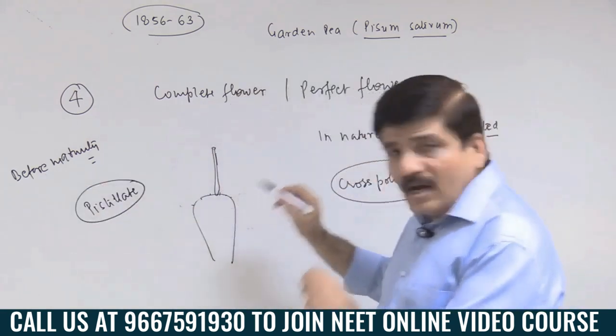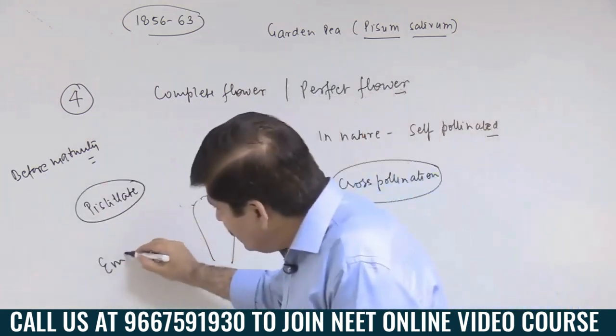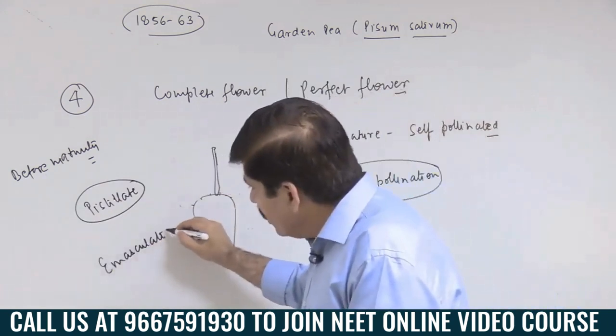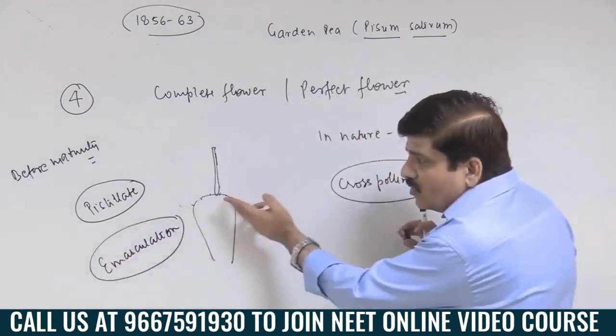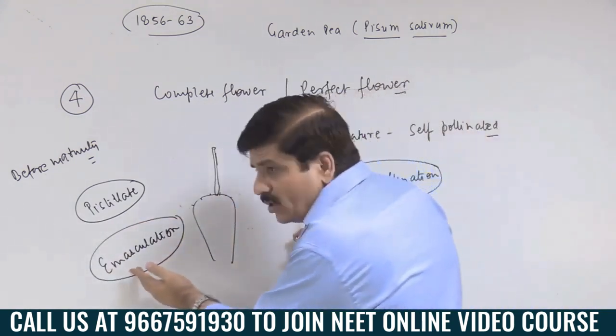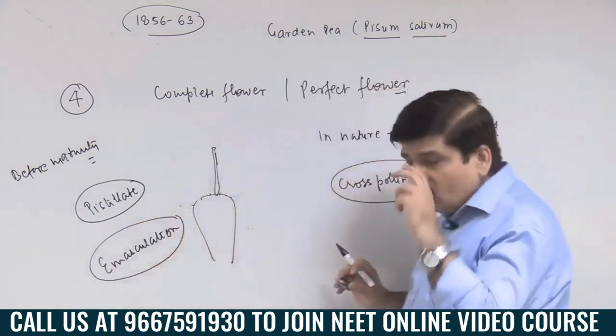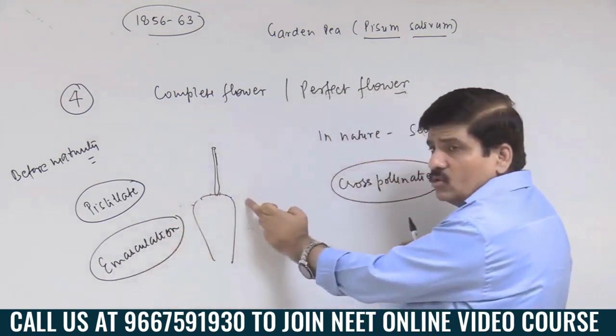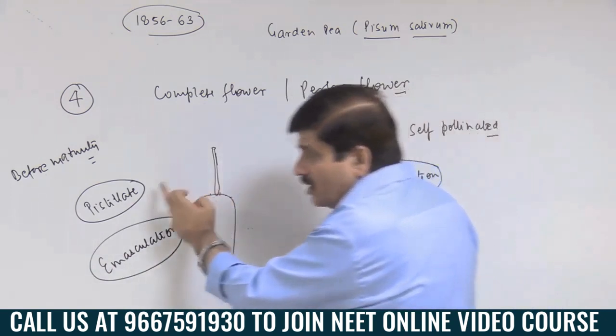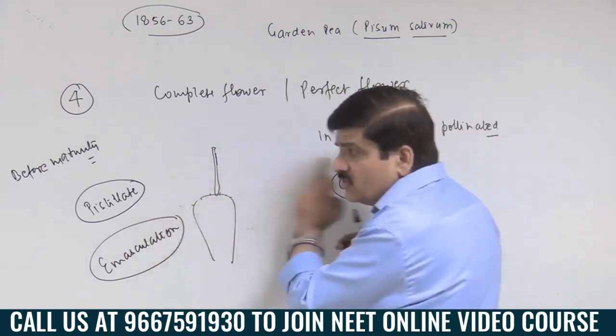So you have done a process which is called emasculation. Now this is an important question for your NEET entrance. Emasculation is the removal of the anther before maturity. This thing is called emasculation. What is the result of emasculation? You have converted a bisexual flower to a unisexual flower. Because you have removed the male reproductive organ, now it becomes a female flower.